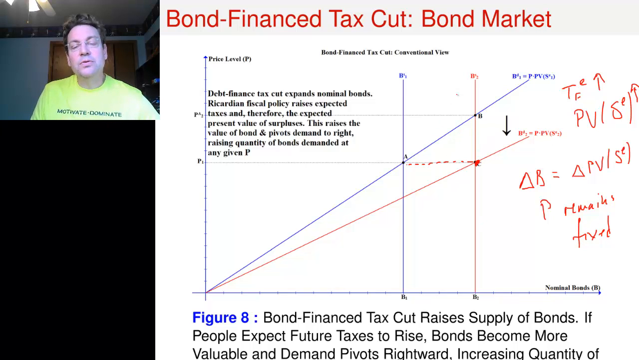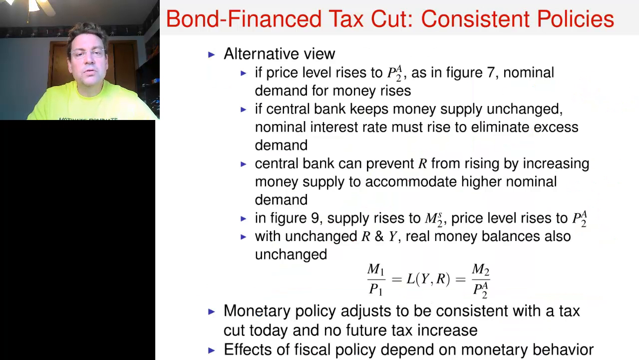So mechanically what's going on in the bond market is the supply of bonds is shifting out, but the demand for bonds is also increasing, and it increases by exactly the amount of the shift out in supply, so that there ends up being no change in the price level. So this is one way that what happens in the bond market when you get a tax cut can be made consistent with what's happening in the money market. But that's not the only way that this can be made consistent. So let's turn to the alternative view.